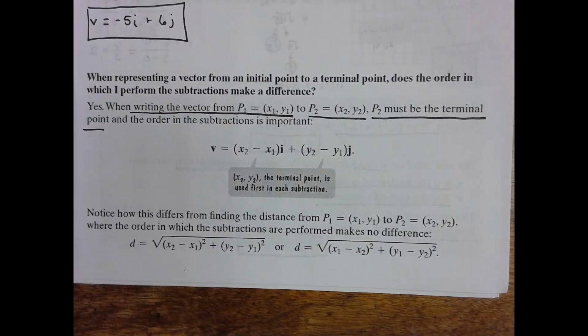And then the rest of this is just saying, notice how it's different from when we find distance. Because of the squaring, the order in which we do the subtraction doesn't make a difference. But when we're writing the vector in terms of i and j, it absolutely matters. And I'm going to be consistent with all my work. Anytime we're working with a vector, I'll call the terminal point point 2, which is x2, y2, and the initial point, point 1, which is x1, y1.